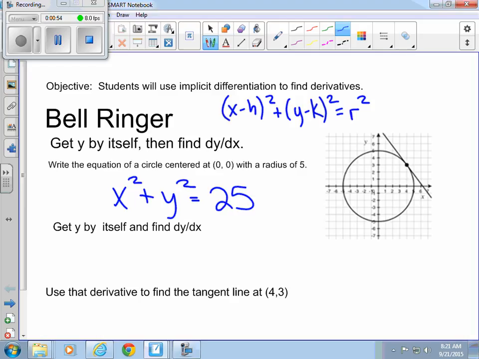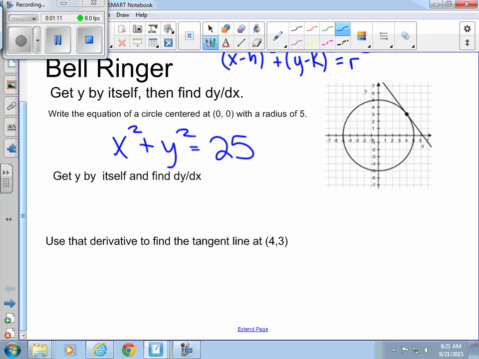Get y by itself and find dy/dx. This turns out to be some work because we're going to solve for y. It's a little complicated. Today we're going to learn shortcuts at doing functions or equations that look like this that are a little bit more complicated.